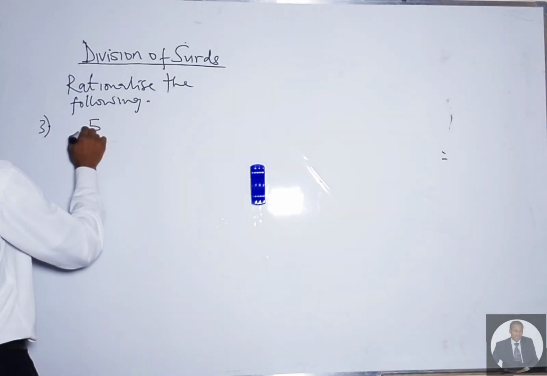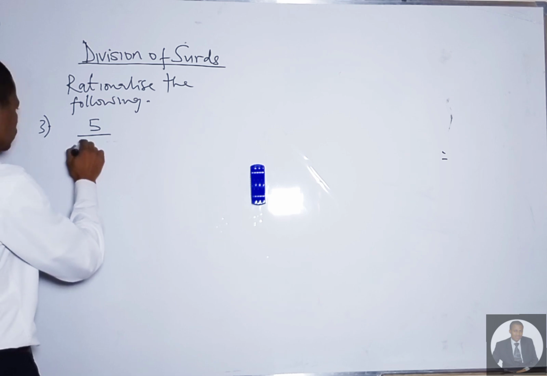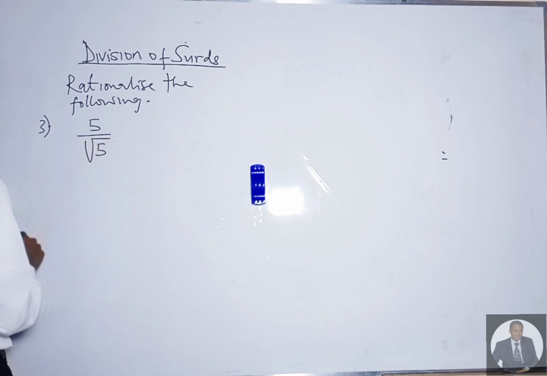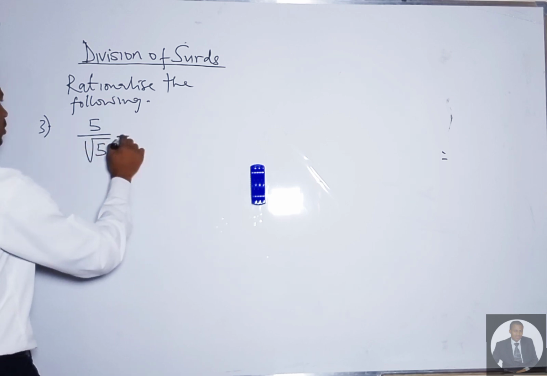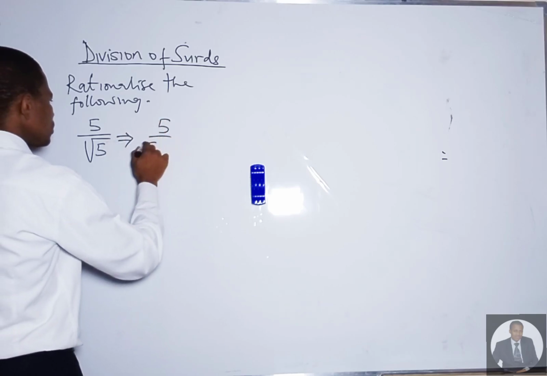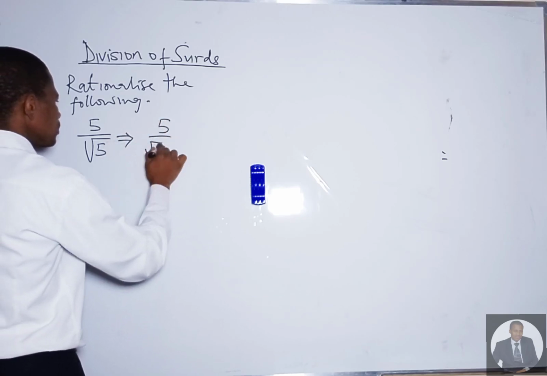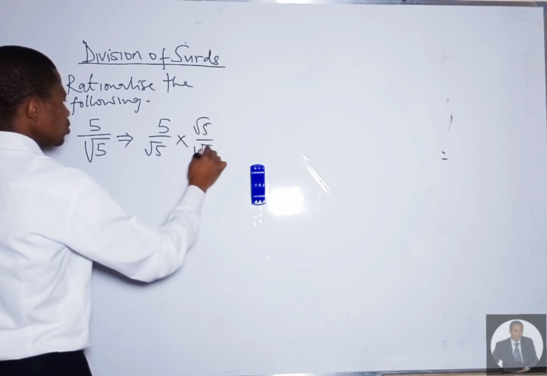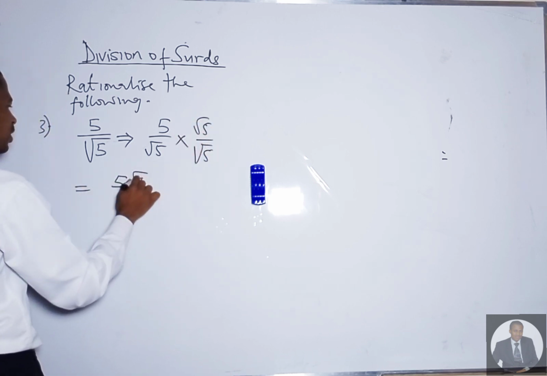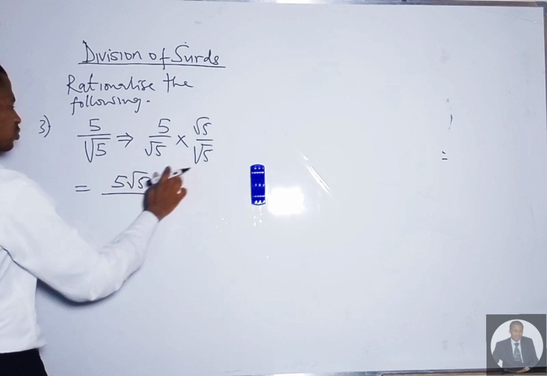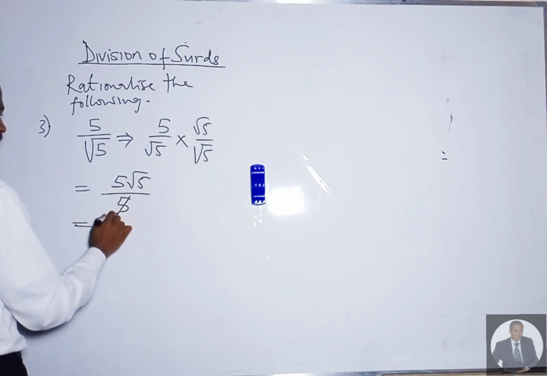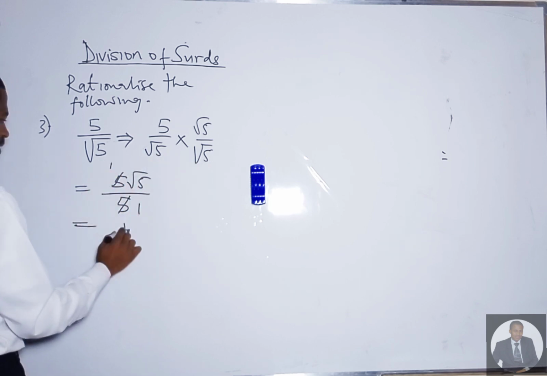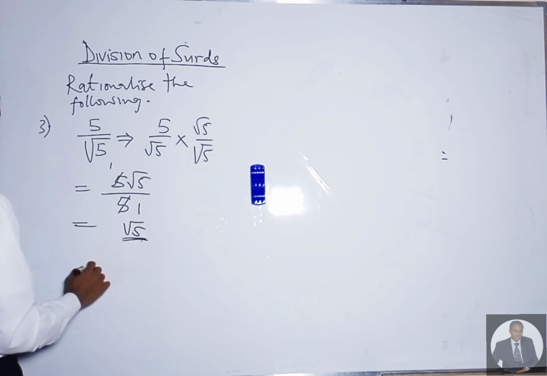How do we rationalize 5 divided by root 5? This is the same as saying 5 over root 5. Then multiply the numerator by root 5 and the denominator by root 5. So we have 5 root 5 over root 5 times root 5, which is 5. 5 here 1, 5 here 1. So our answer will be root 5.